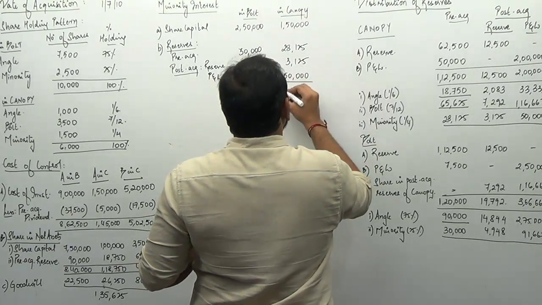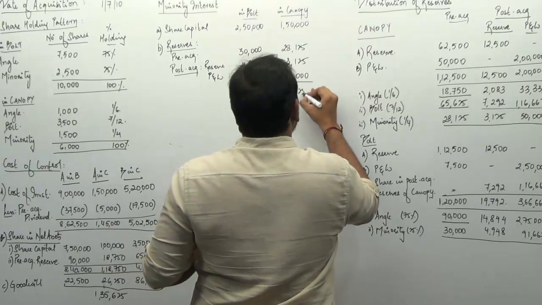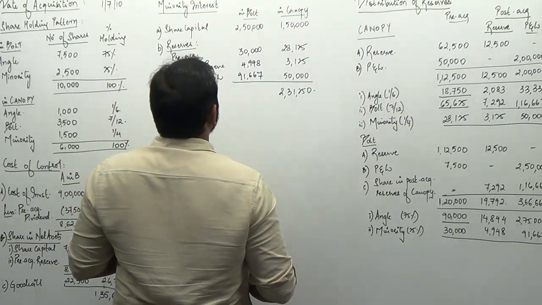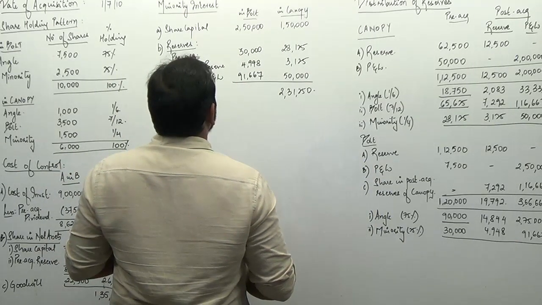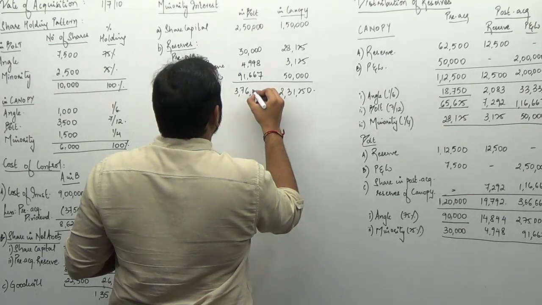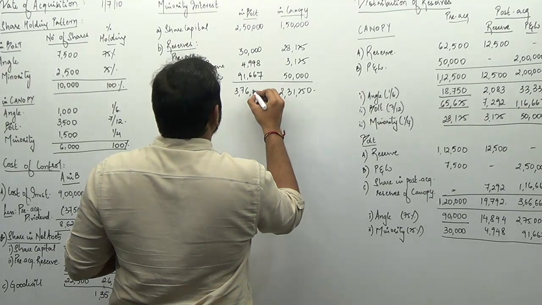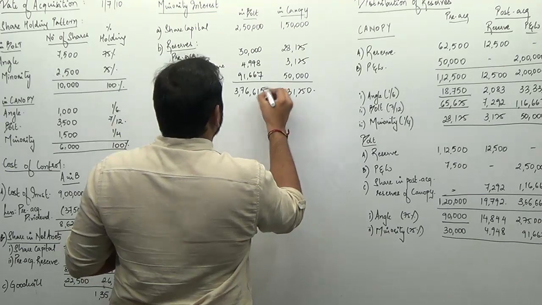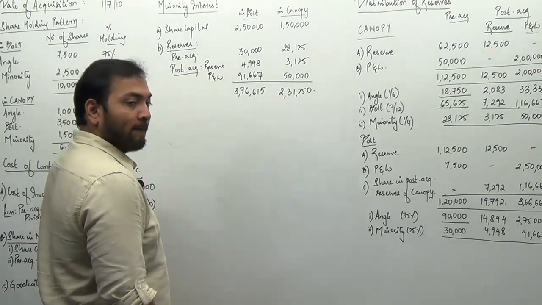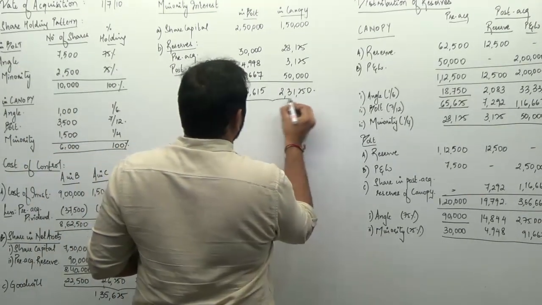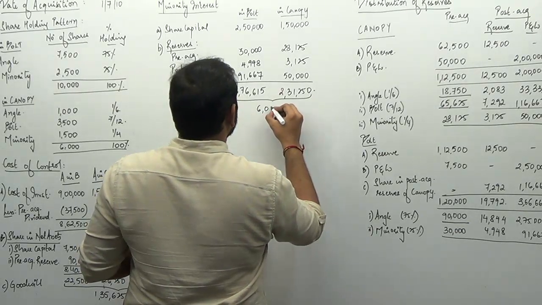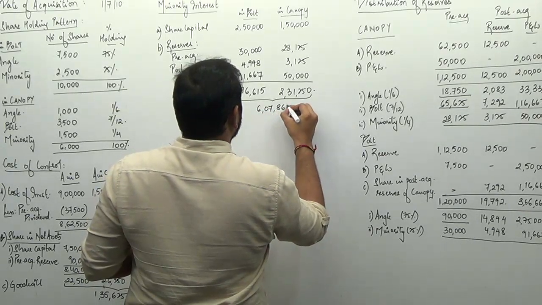28,125, 50,000. This is 2,31,250 and Bolt is 3,76,000. Total of these two is 6,07,865.